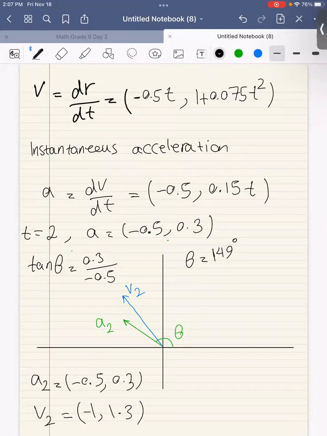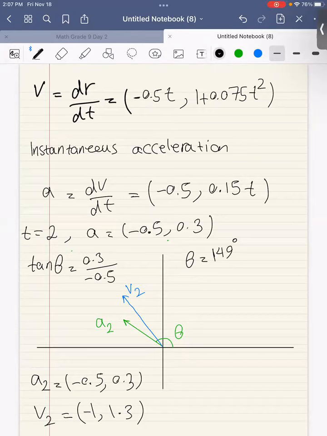Another important concept is here. The acceleration usually has two components with respect to velocity: one component that is parallel to velocity, and one component that is perpendicular to velocity. Can you find the two components of the acceleration that are parallel and perpendicular to the velocity?